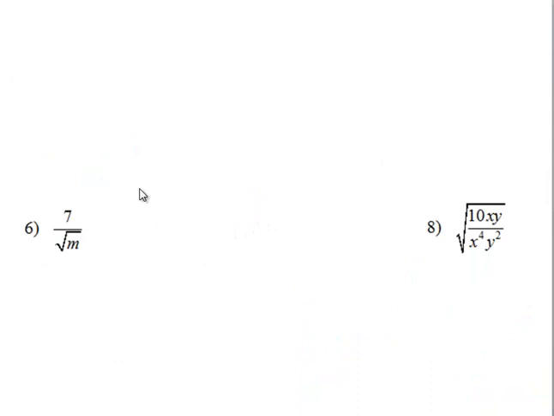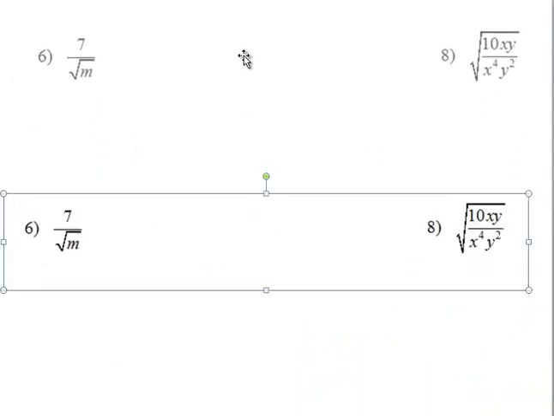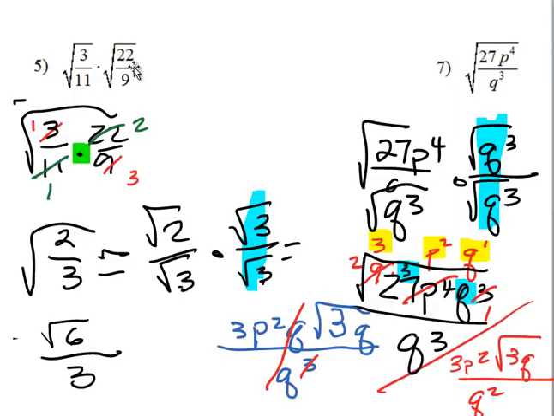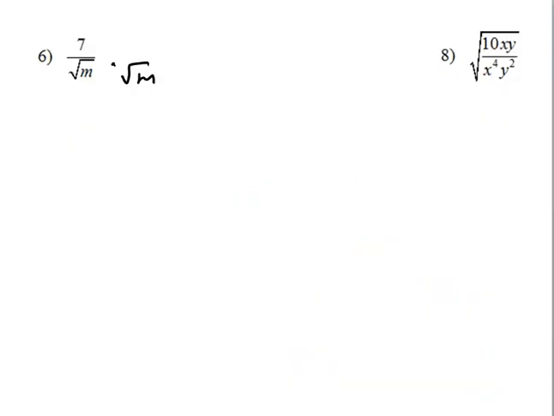Here, let's just move this up. This one's pretty basic. We know what to do here. You're going to take the square root of m over the square root of m, and I'll end up with this. And again, I can't do anything to reduce that.